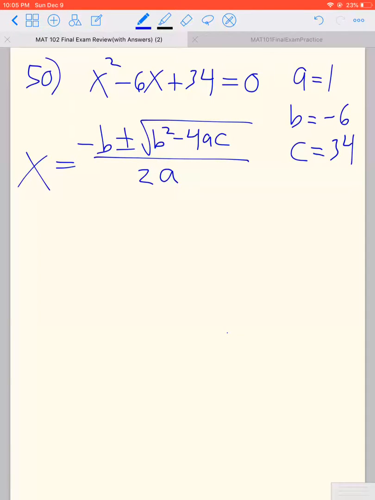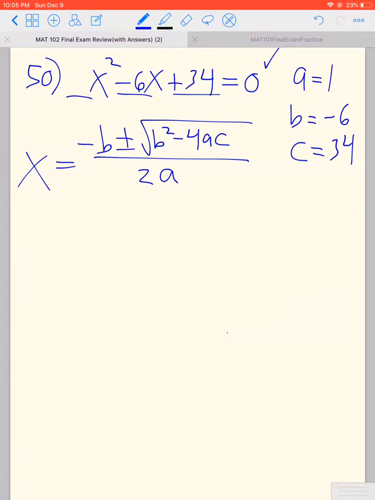Take a look at question number 50. We're also asked to solve this one by using the quadratic formula. Notice we already have one side set equal to 0, so we can identify our coefficients. A is 1, B is negative 6, and C is positive 34. We're going to take those and plug them into the quadratic formula.